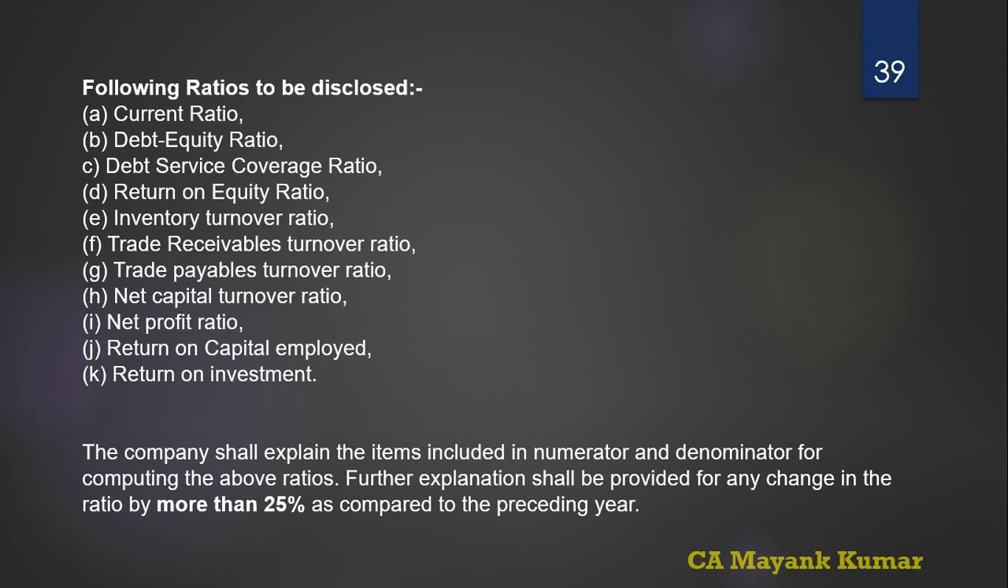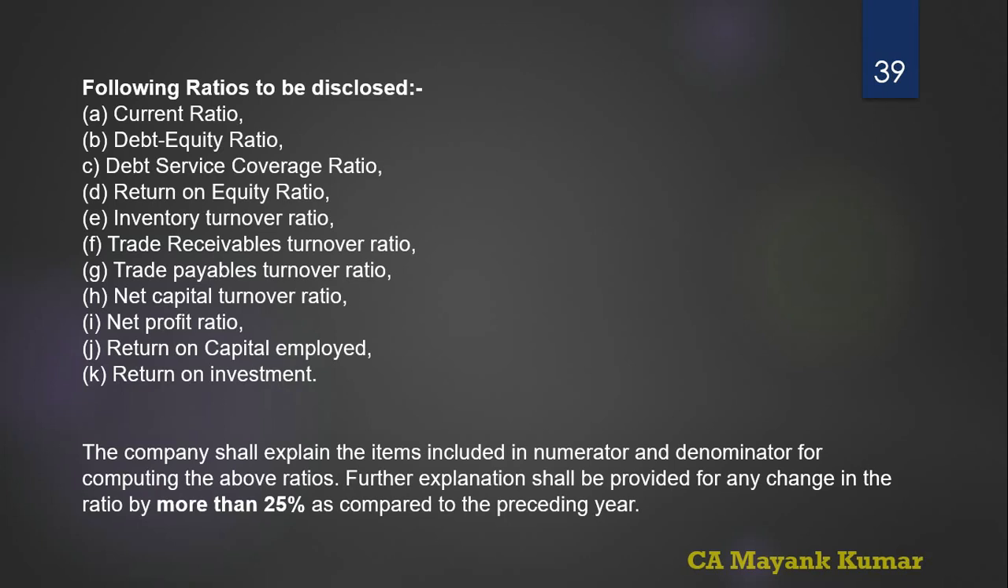For example, let's take the current ratio. Current ratio basically means current assets by current liabilities. So the company will have to provide the explanation of what constitutes current assets and what constitutes current liabilities for the calculation of the current ratio.